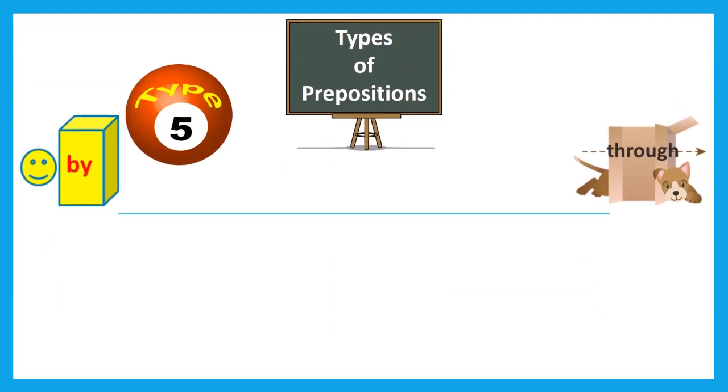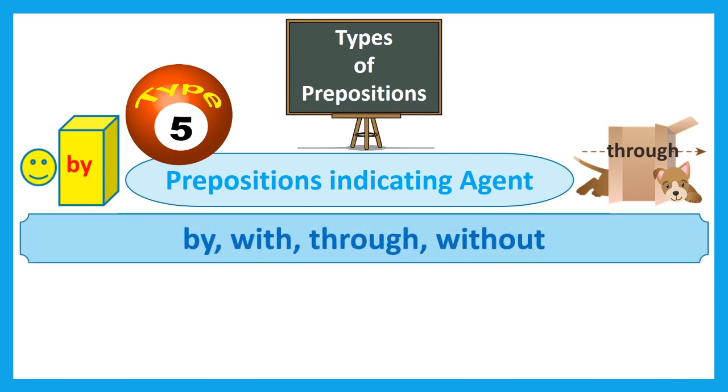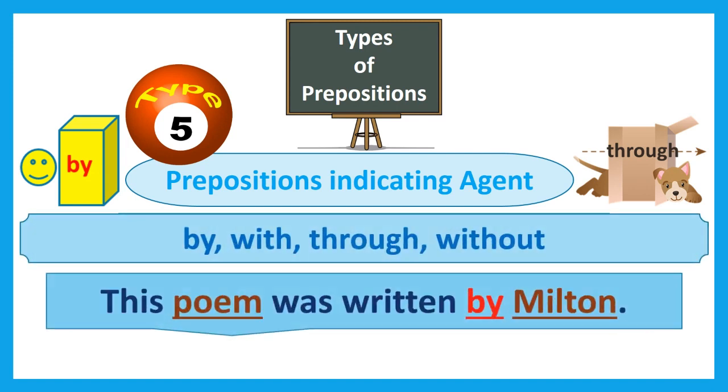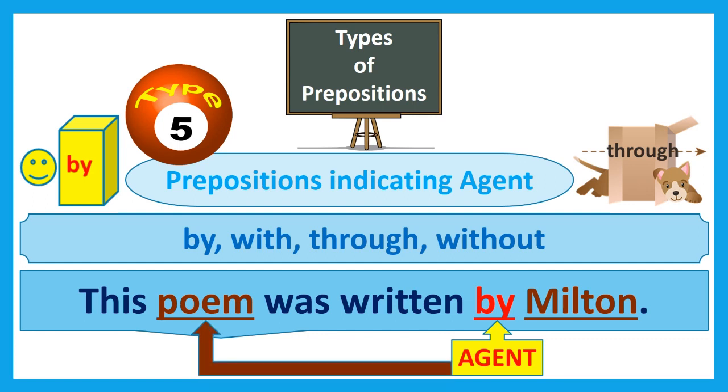Type 5. Prepositions indicating agent. Look at the examples of common prepositions of agent. Consider the following sentence. This poem was written by Milton. In this sentence, the preposition by signifies that the action writing the poem was executed by an agent, Milton.